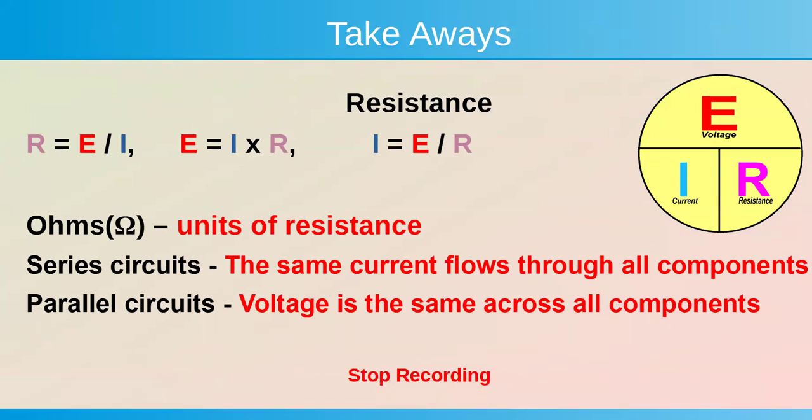Okay, so we learned our little pie chart. That ohms were units of resistance, and in series circuits, the same current flows through all components, and in parallel, the voltage is the same across all components.